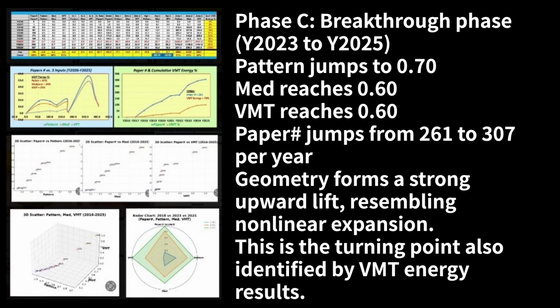Phase C, breakthrough phase, Y2023 to Y2025. Pattern jumps to 0.70. Med reaches 0.60. VMT reaches 0.60. Paper count jumps from 261 to 307 per year. Geometry forms a strong upward lift, resembling nonlinear expansion. This is the turning point also identified by VMT energy results.